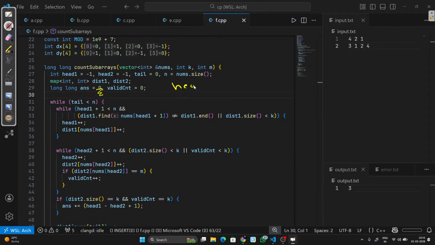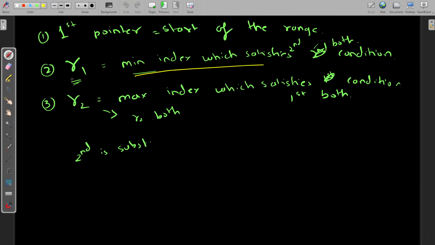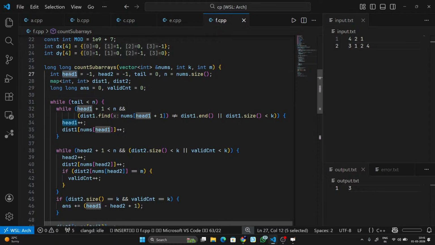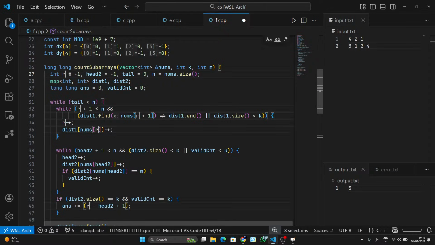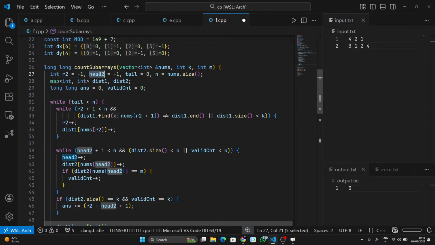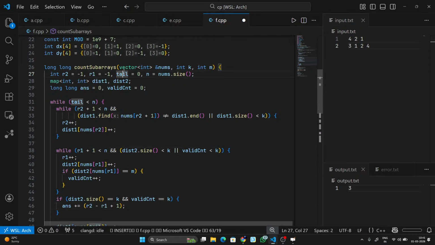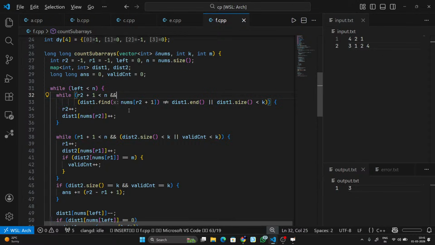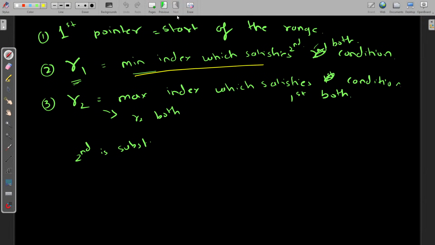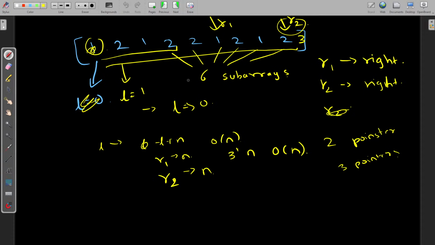My head one means the right pointer. Actually, let me rename the variable names so it's easy for you to understand. My head one is R2. My head two is R1, and my tail is my left pointer. This way it's easier to understand, and this would be the exact same mental model which we have seen in this problem.